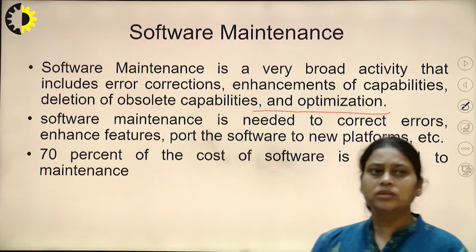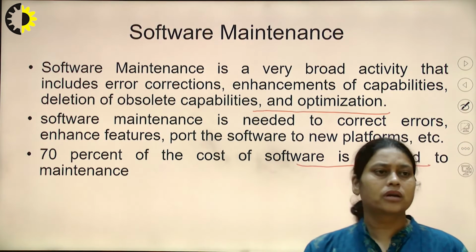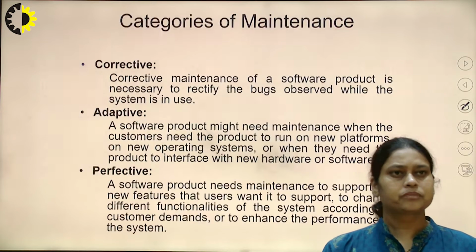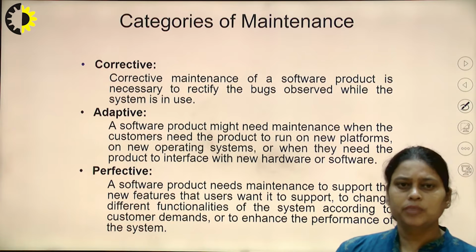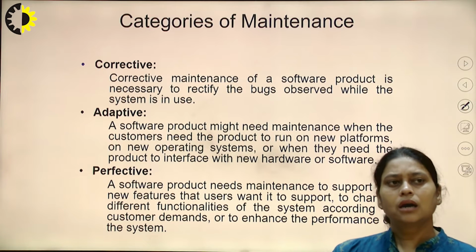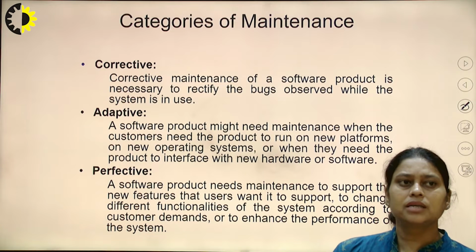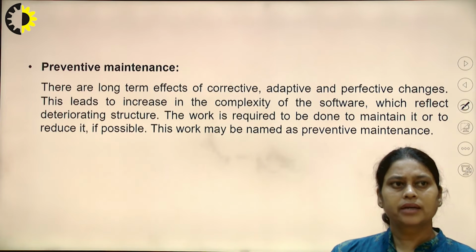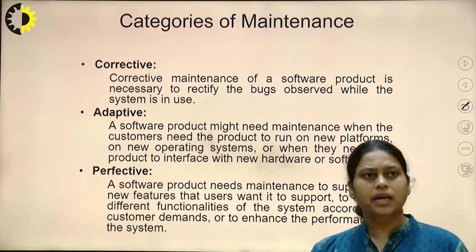So 60 to 70% of the cost of the software is devoted only to maintenance. Now, if we are talking about the categories of maintenance, there are basically four categories: corrective, adaptive, perfective and preventive maintenance. So, the first one is corrective maintenance.